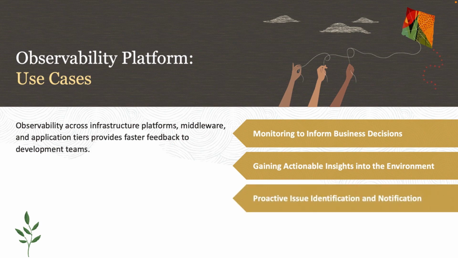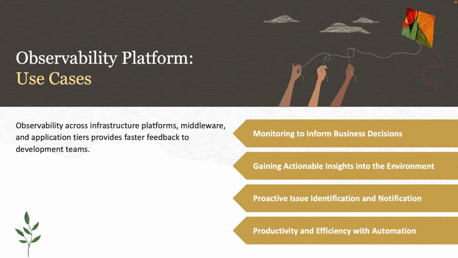Proactive issue identification and notification. The platform offers the capability to identify issues proactively before they get reported or before they impact the resource, and have different communication channels for notifying users. Productivity and operational efficiencies with automation. You have the capabilities to automate tasks, and also to execute more tasks that are high priority.